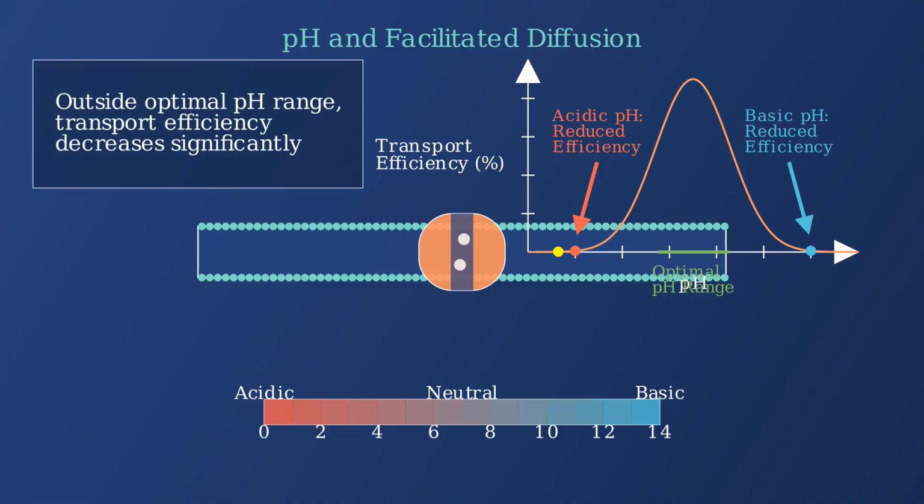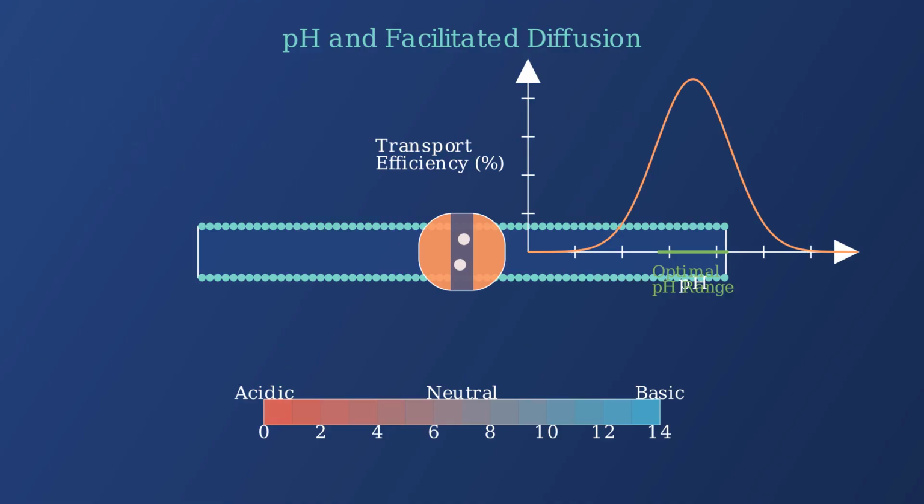Outside of the optimal pH range, transport efficiency decreases significantly. This is why maintaining proper pH in cellular compartments is essential for normal function. Understanding pH effects on transport proteins is critical in both normal physiology and in pathological conditions where pH balance is disrupted.